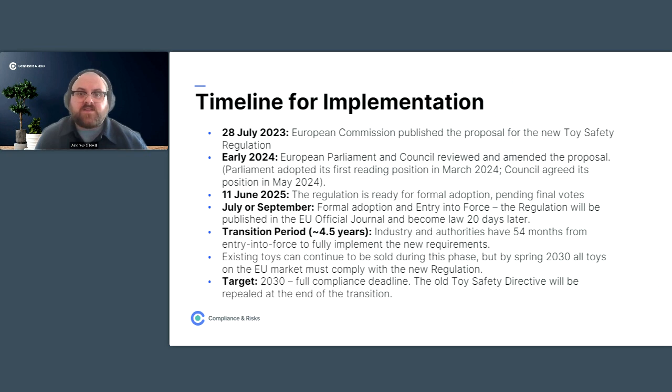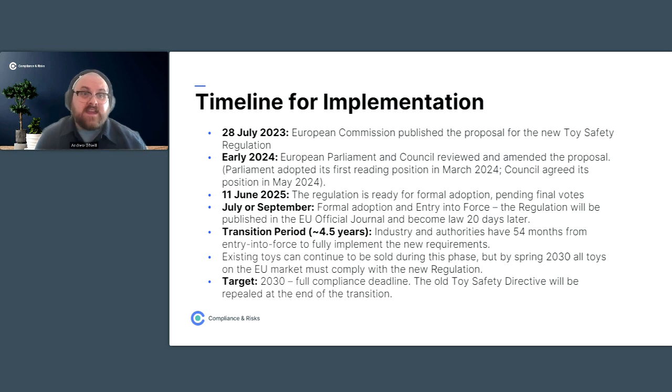The European Parliament took its first stance by March 2024. It suggested amendments like stricter measures on chemicals. And then the EU member states and Council also formed their position, the general approach, by May last year.